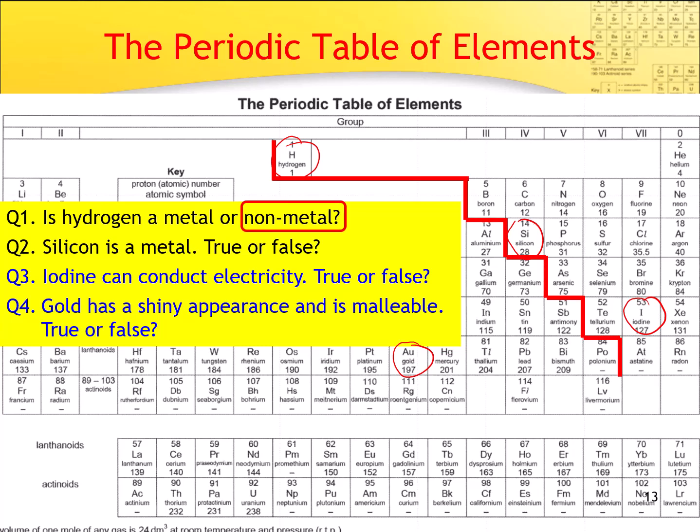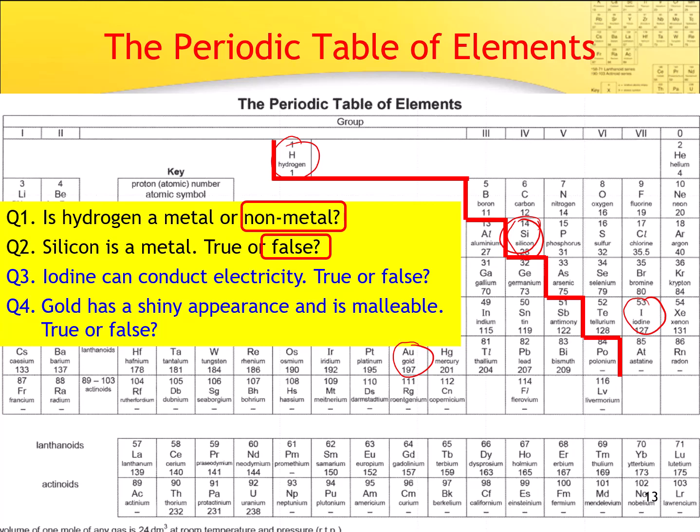So hydrogen is definitely a non-metal because it's on the right hand side of the staircase. Silicon is also on the right hand side, so it should be a non-metal. But remember, silicon is somewhere between the metal and non-metal. It's considered a metalloid. So it's not really a metal, but more towards a non-metal because it's on the right hand side. So it's false, not a metal.